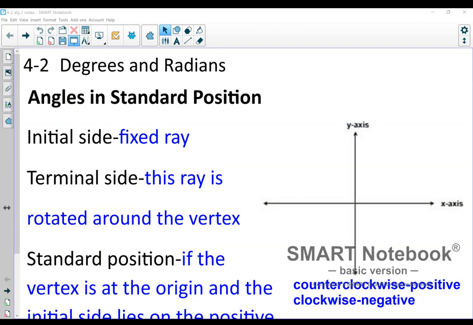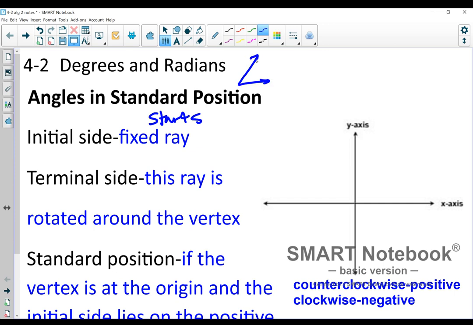4-2 degrees and radians. So first we're going to talk a little bit about angles in standard position. Your initial side of your angle is a fixed ray. That's where the angle starts. Let's go ahead and write "starts here." So an angle is going to be two rays, which makes sense if you think about an angle shape. You have two rays for that.